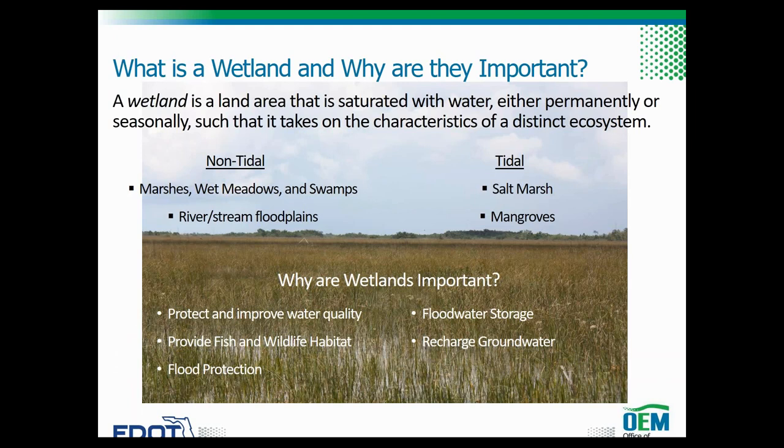According to the U.S. Environmental Protection Agency, or EPA, more than 1/3 of the United States' threatened and endangered species live only in wetlands, and nearly half use wetlands at some point in their lives.